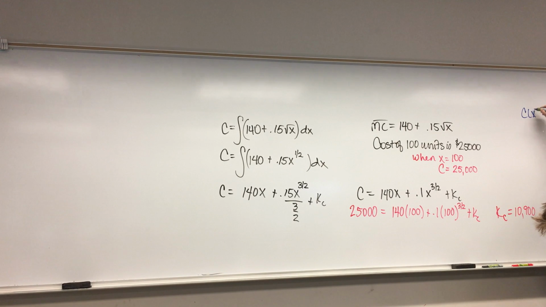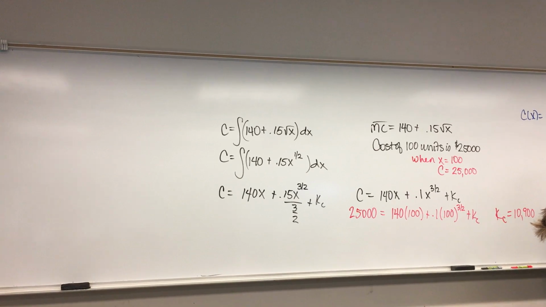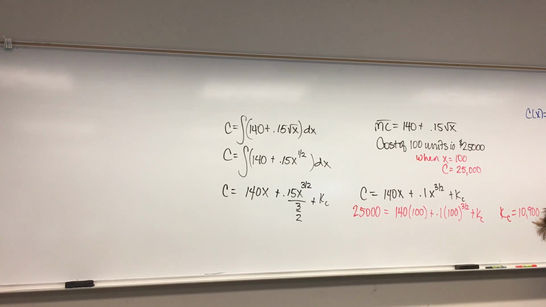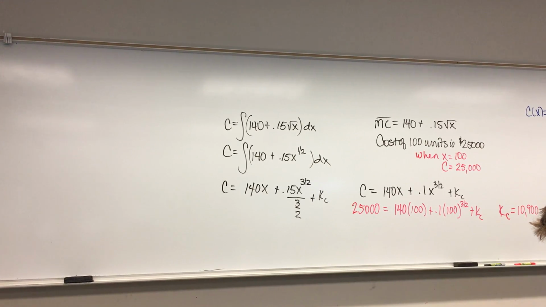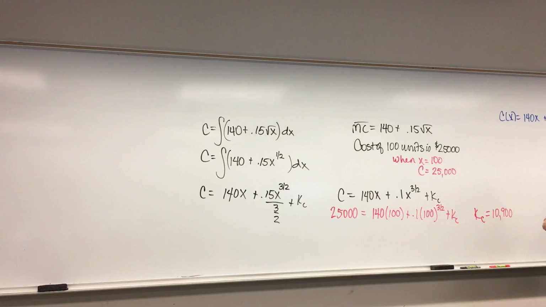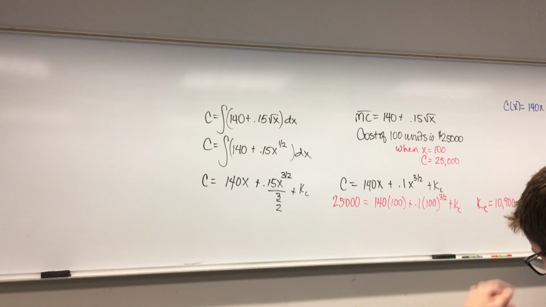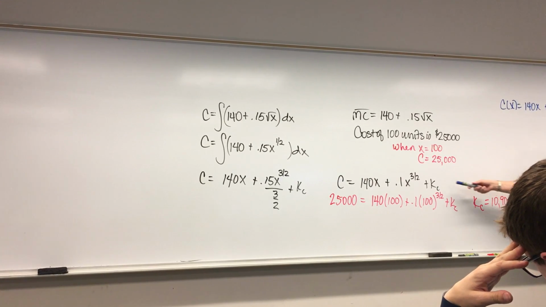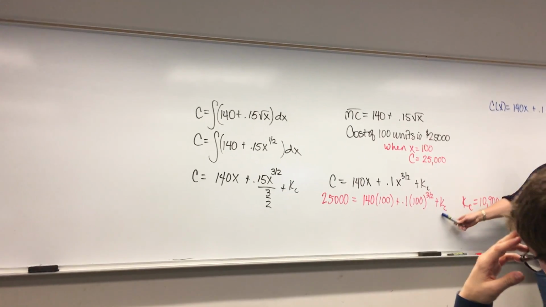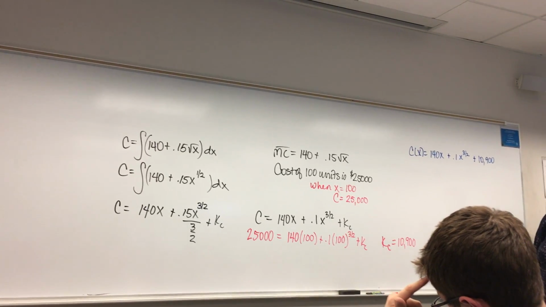It is the original. It's going to be 140x plus 0.1 x to the 3/2 plus 10,900. So whatever was c, you just add the k sub c, which is 10,900. Say that again, Maria? So the cost function which we found after we integrated, we add the k sub c, which was unknown at that time. Right, so we use the nugget to find k sub c. And then we shove that back into the equation so that it's accounted for.